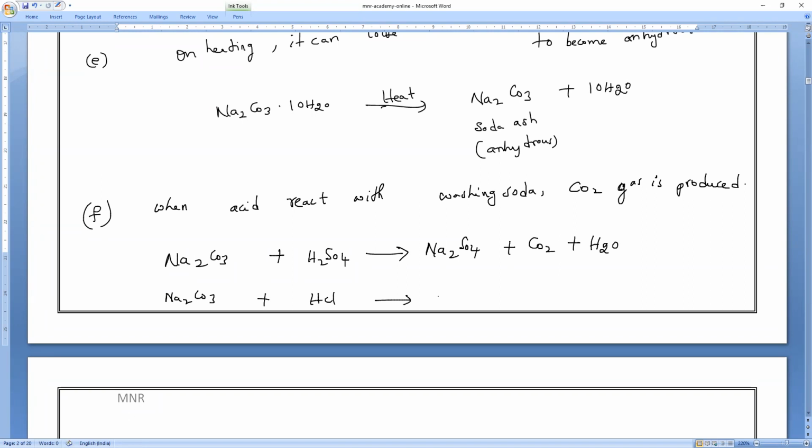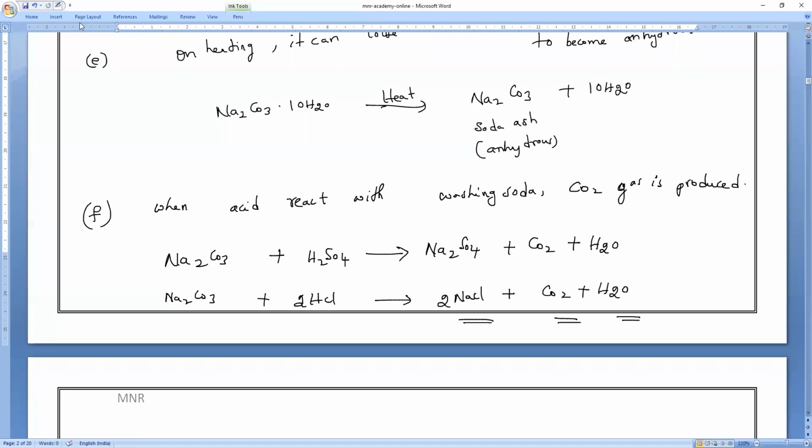Next, in the same way, instead of this acid, you can react it with HCl. So what will happen? We will get NaCl plus carbon dioxide plus water. Whenever carbonates or bicarbonates react with acids, the common products we get are salt plus carbon dioxide plus water. It is not balanced: 2HCl and 2NaCl. So that is what you have to remember.